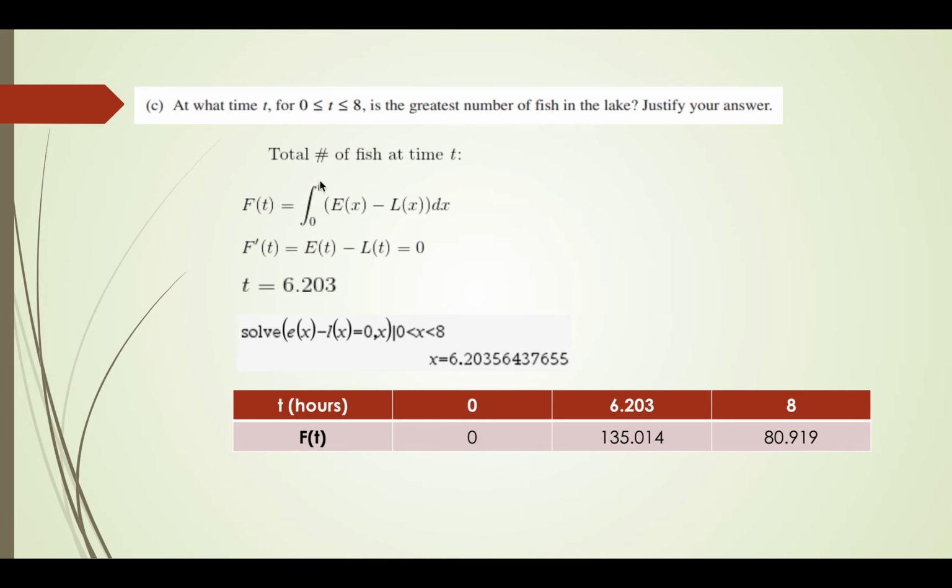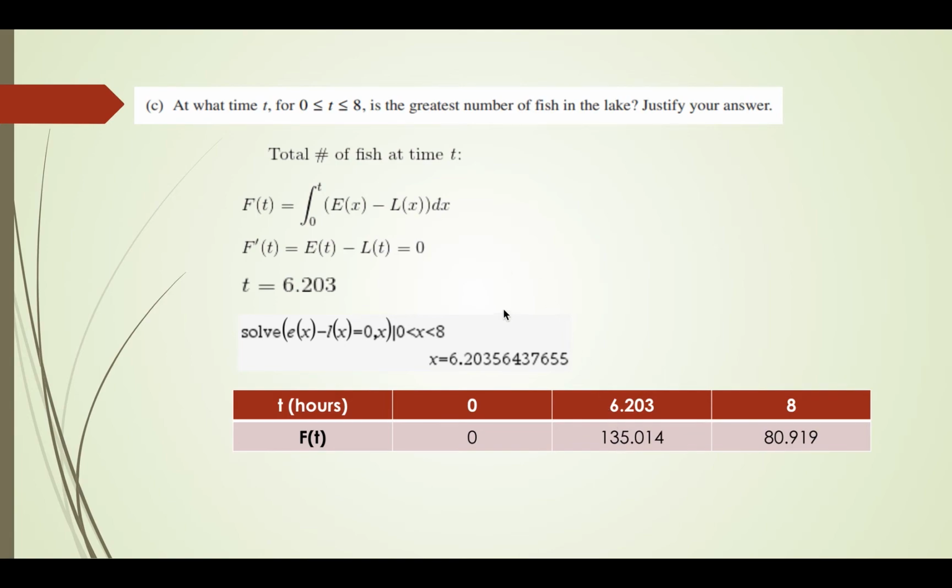And so we know at time equals 0, obviously, if you integrate from 0 to 0, you're going to get 0. So there are no fish at time equals 0. At time equals 6 approximately, we have about 135. And at time equals 8 hours, we've got approximately 80 fish in the lake. So looking at this, it's clear that this is where the minimum number of fish occurs, and this is where the maximum number of fish occurs.